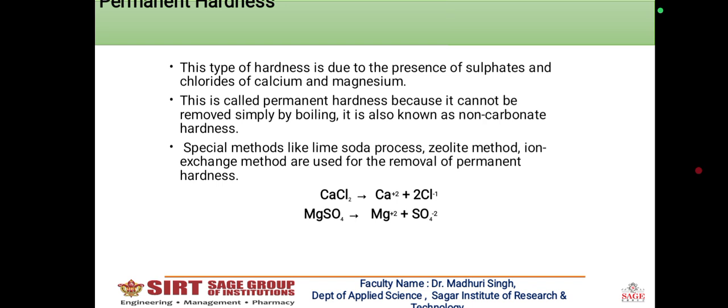Permanent hardness is also present in the water due to chemicals like calcium chloride, magnesium chloride, calcium sulfate, magnesium sulfate, and different acids and salts, which are responsible for the permanent hardness of water.